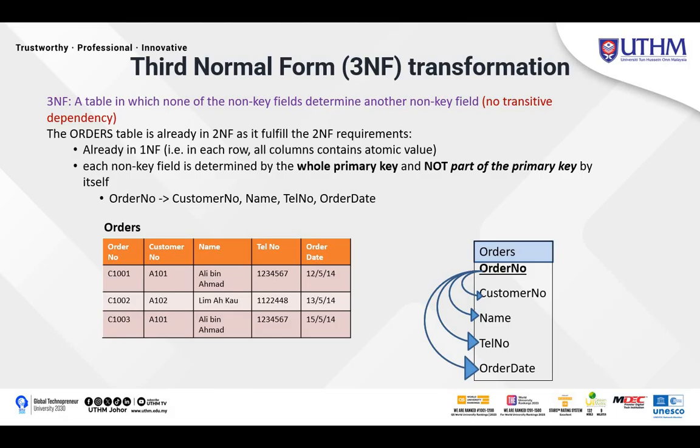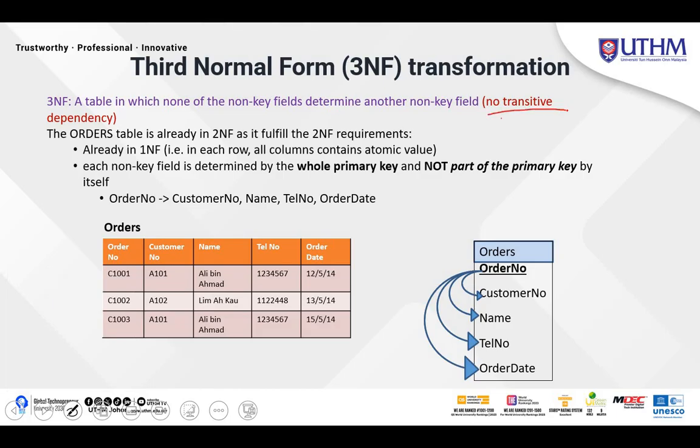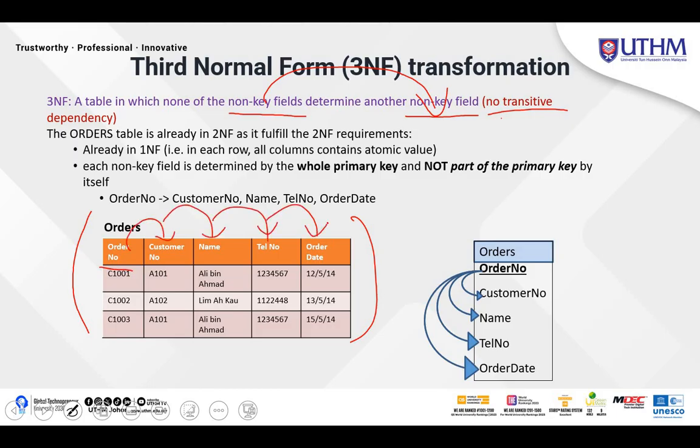Okay. Third normal form, we are working on another new dependency called transitive dependency. What is transitive dependency? It's actually a non-key field determining another non-key field. For example, in this table, the first original table, order number determines the customer number, customer name, telephone number, and order date, right?